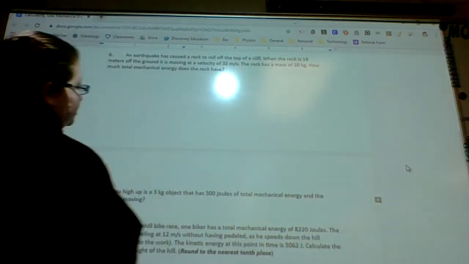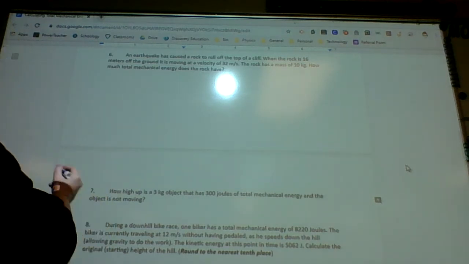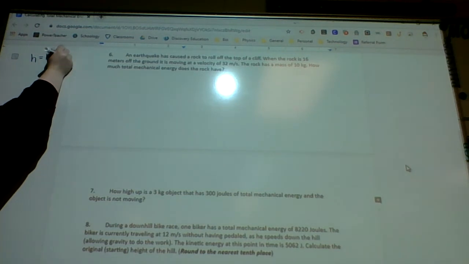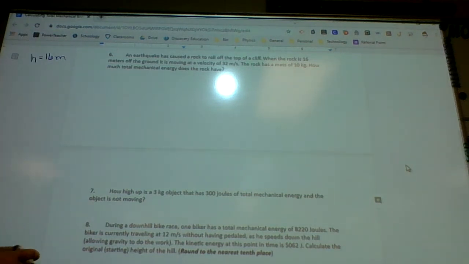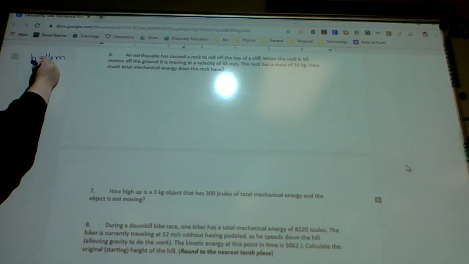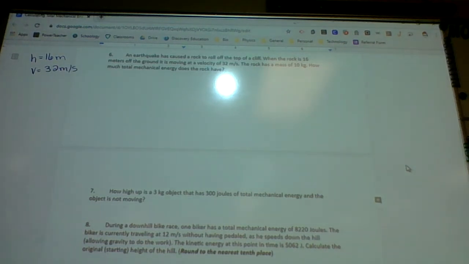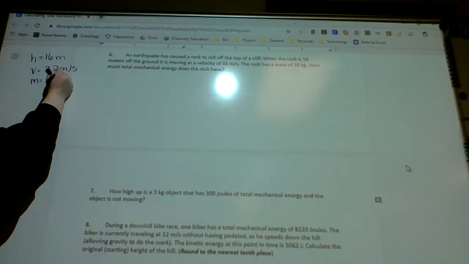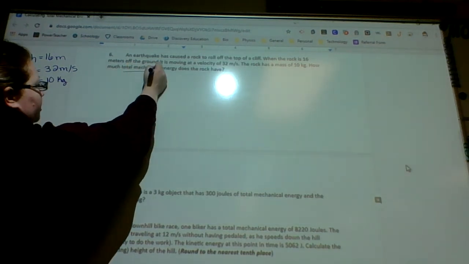So the first thing I'm going to do is collect my variables. I have a height, 16 meters off the ground. So my height is 16 meters. I have a velocity of 32 meters per second. And I have a mass of 10 kilograms. I want to know what my total mechanical energy is.